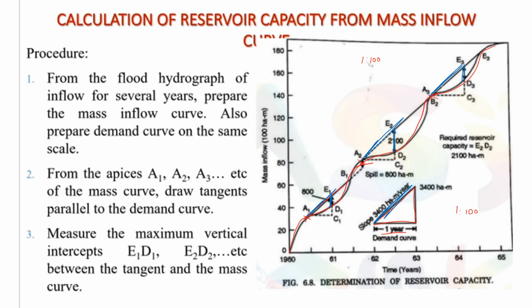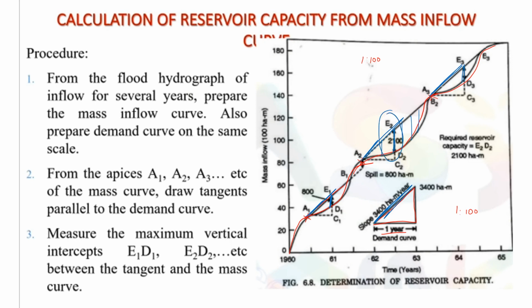Some of you may have a doubt: whether we can draw a vertical intercept here, or at this position, or this position. Any position we can draw, right? So what is the reason for choosing the vertical intercept at this particular point only?